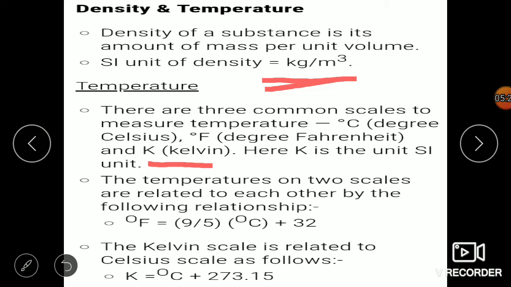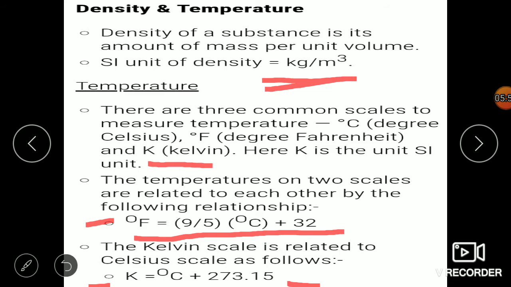Now the temperatures on the scales are related to each other by these two formulas. One is degree Fahrenheit is equal to 9 by 5 times degree centigrade plus 32, and for the Kelvin scale it is degree centigrade plus 273. You have to remember these formulas. They are already known to you, just remember them. You will note these two formulas because sometimes for 1 mark you might get a numerical to convert the temperatures.